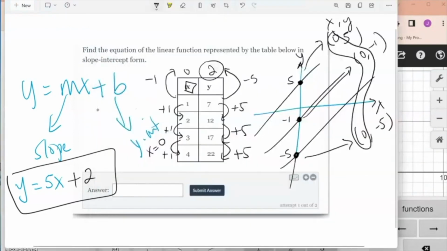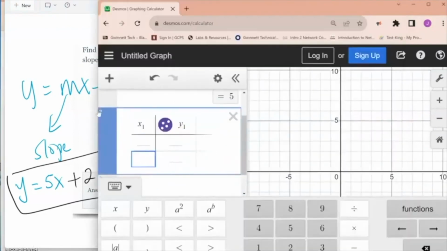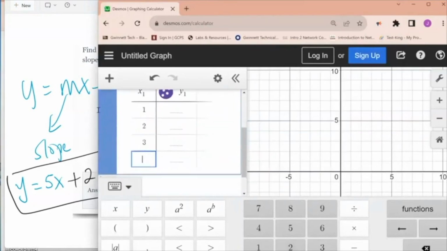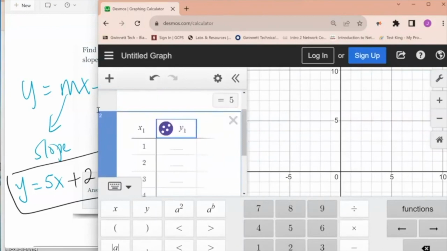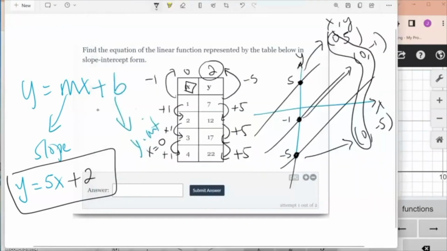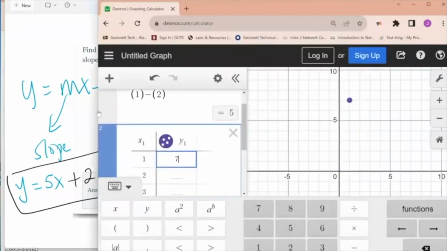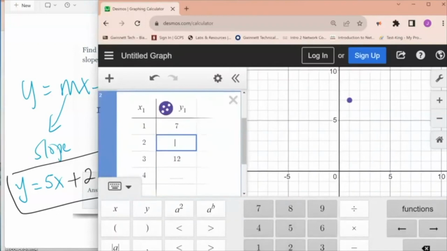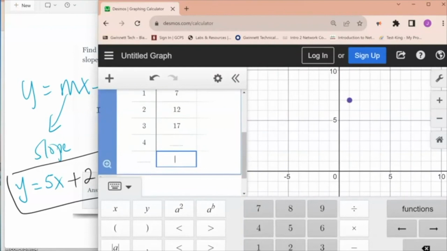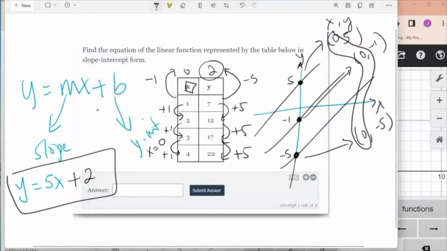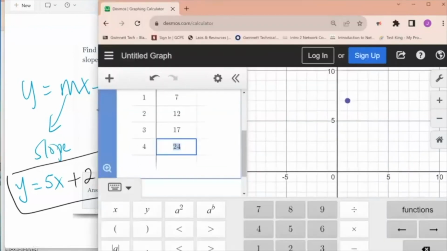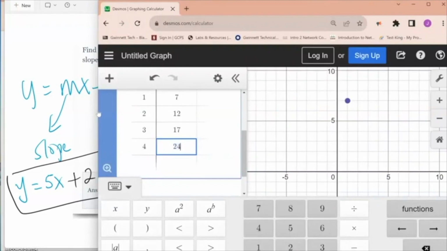So 1, 2, 3, 4. And then 7, 12, 17, 22. What was that one? I think it was 17, 22. All right, make sure you copy the table correctly.